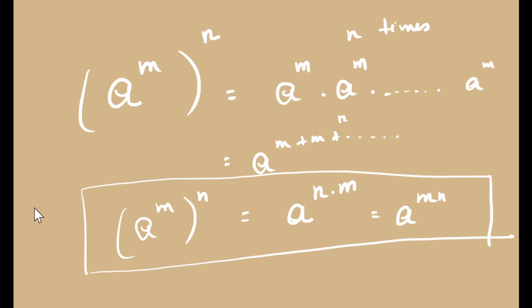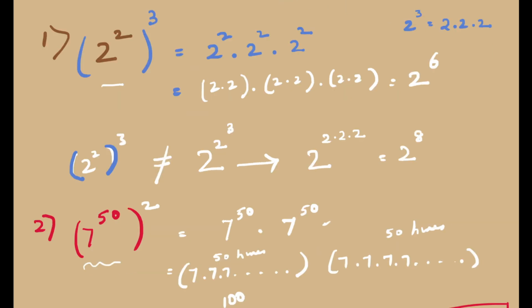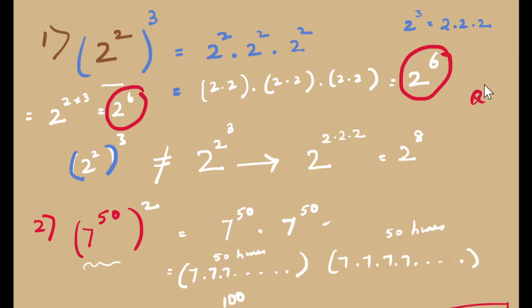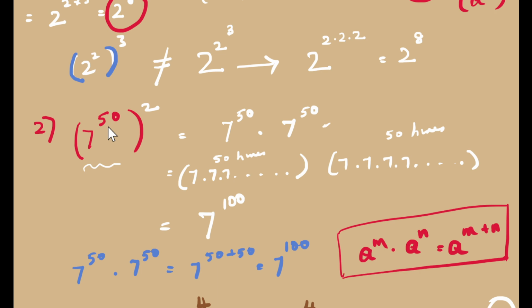Now let us take this rule, or I'll call it logic, and revisit all our examples. What was our first example? 2 squared, the whole cubed. If you go by that logic, this is equal to 2 raised to the power 2 into 3, or 2 raised to the power 6. These two are the same. The answer which we got initially and the answer which we got using this rule are the same. Let's go to the second example. It is 7 raised to the power 50, raised to the power 2, which can be said to be 7 raised to the power 50 into 2, which is equal to 7 raised to the power 100. So once again, our answer is the same, applying that logic.